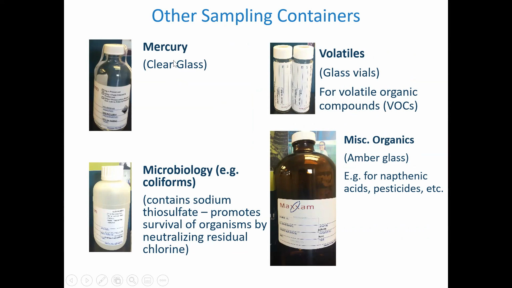Mercury is clear glass, so mercury probably reacts with the plastic for some reason. Volatiles and coliforms, and you can see that the coliforms contain sodium thiosulfate, which preserves the organisms so they don't die. And sometimes you have these amber glass, these brown glass bottles for certain organics that might get damaged by ultraviolet light. So naphthenic acids and certain pesticides and whatnot. Again, it really just depends on what's being measured. There's a whole variety of different containers out there.